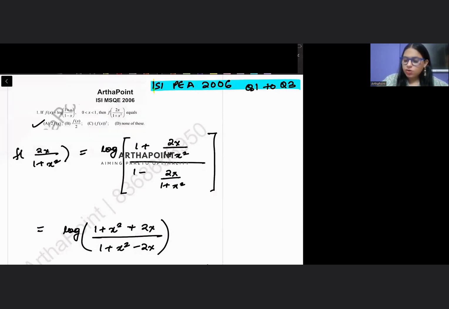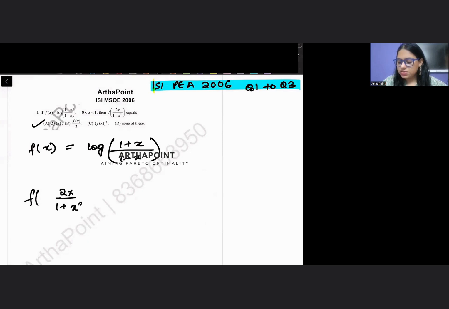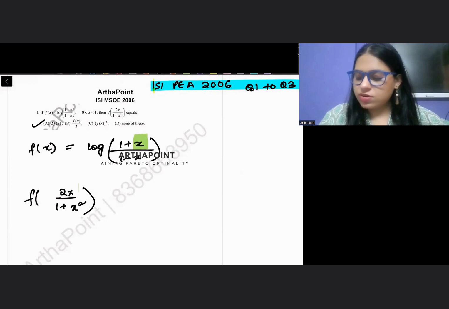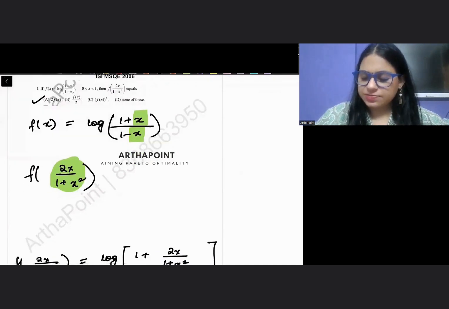It's a pretty simple question. You're given the function f(x) = log((1 + x)/(1 - x)), and you need to find f(2x/(1 + x²)). Whenever you need to do this, instead of x, you can replace it with this function. So what will you get in this case?